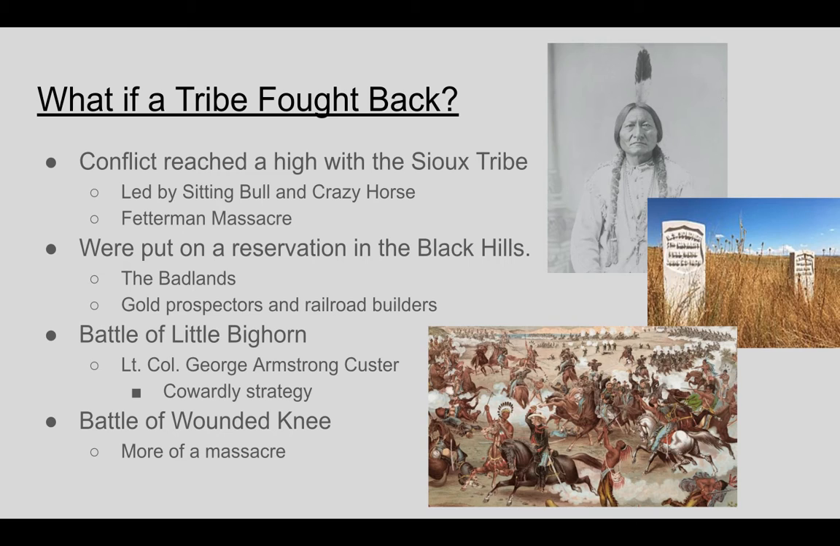Colonel is Colonelman. I just combined both words. Colonel Fetterman led this wagon train, and he had 82 men and himself, and their job was to go down the Bozeman Trail and get the supplies to the different forts.